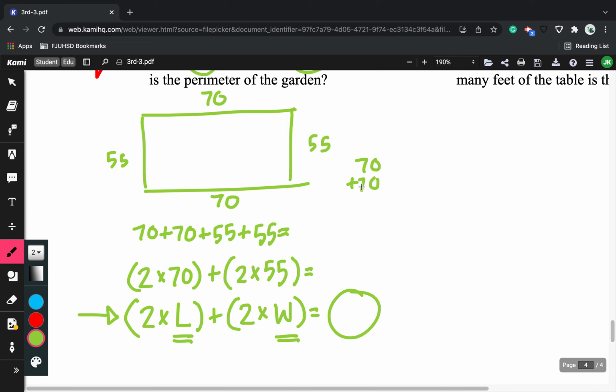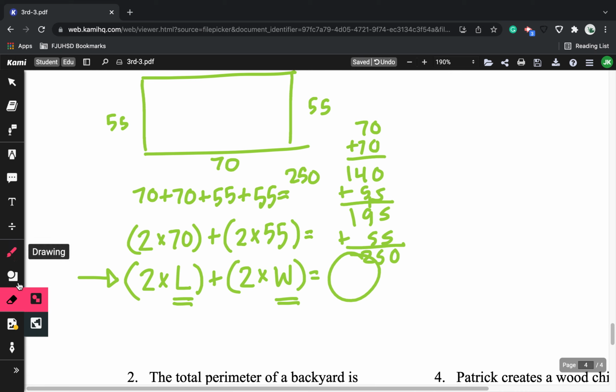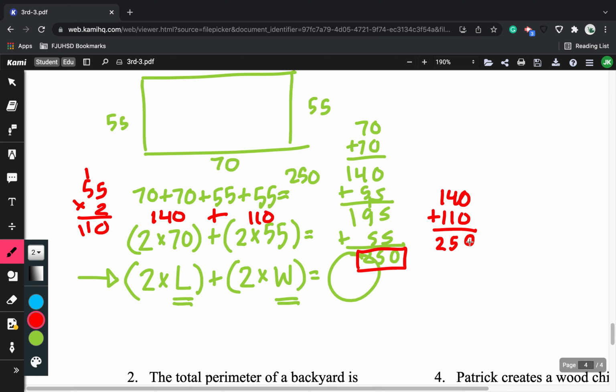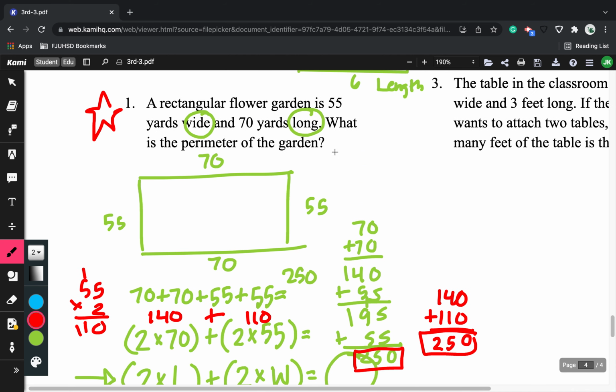So let me do this for you. 70 plus 70 is 140, plus 55 is 195, plus 55 again is 250. A faster way of doing this is to work in the parentheses: 2 times 70 is 140, 2 times 55 is 110. If you add those together, 140 plus 110 is 250. Same thing right here. So the answer right here is 250 yards.